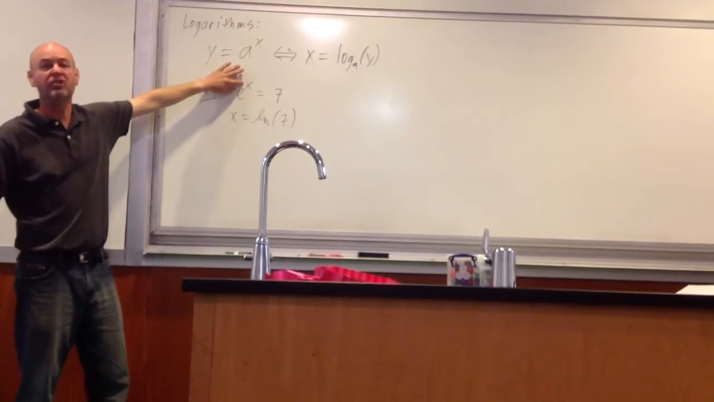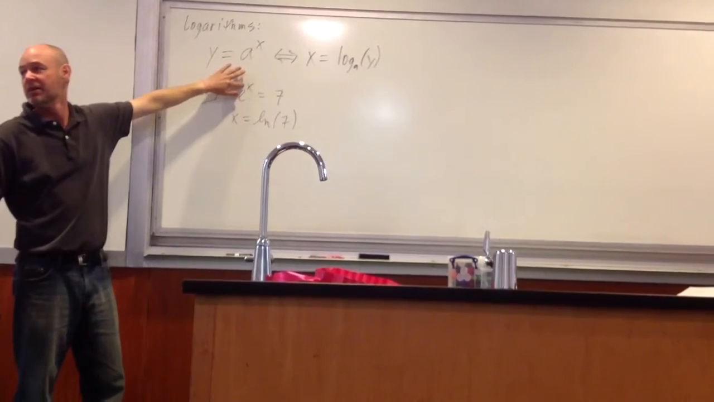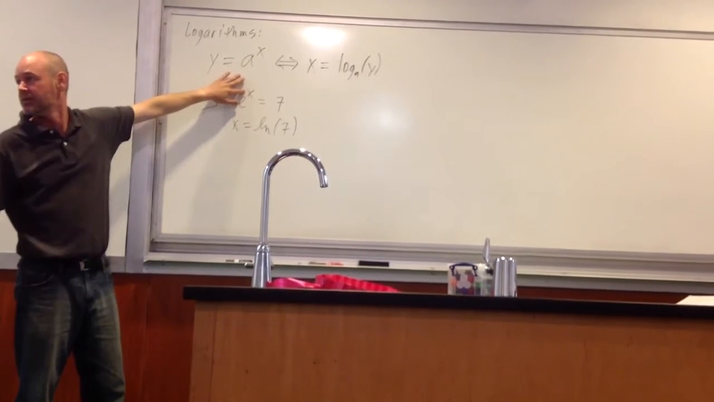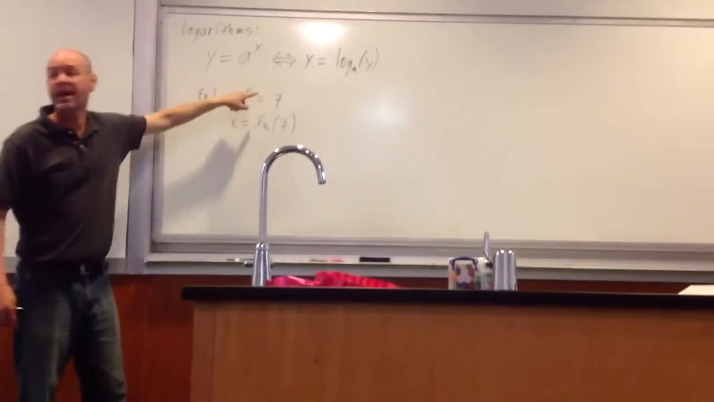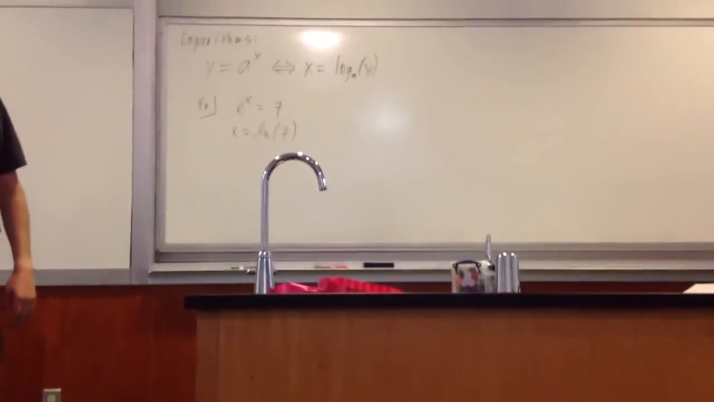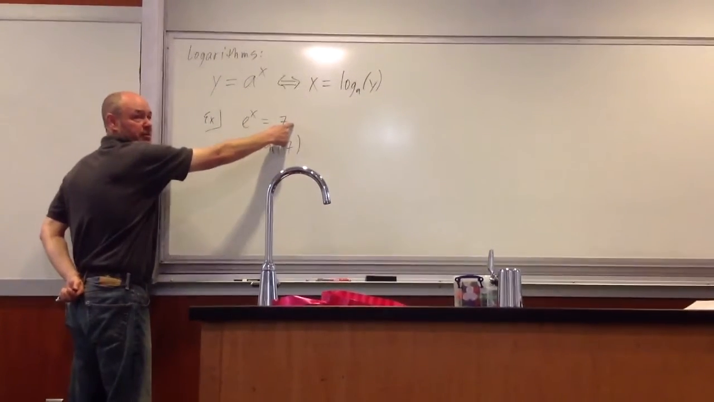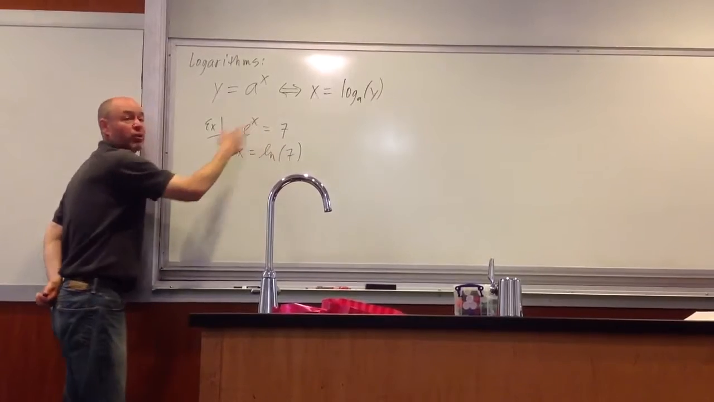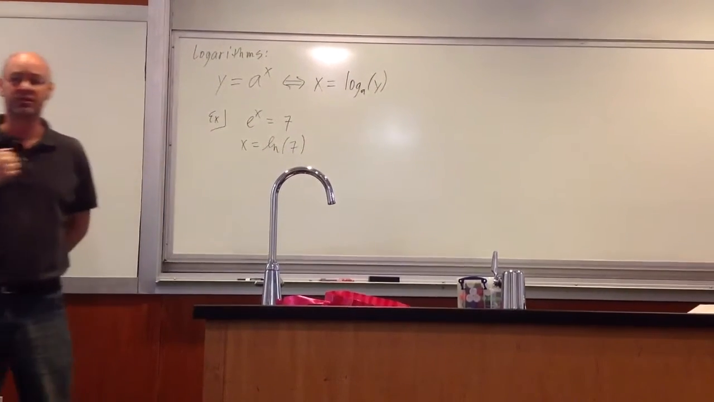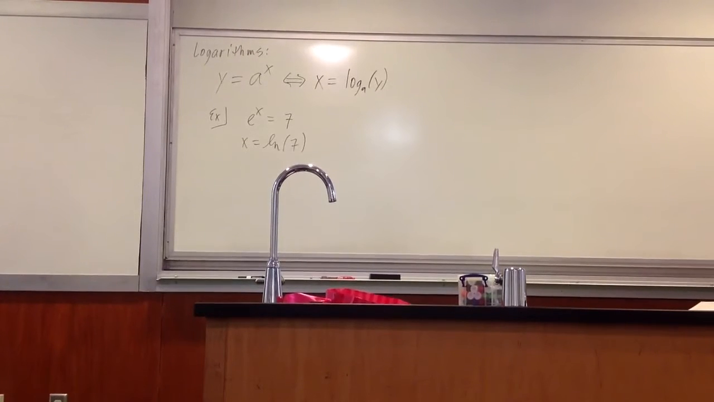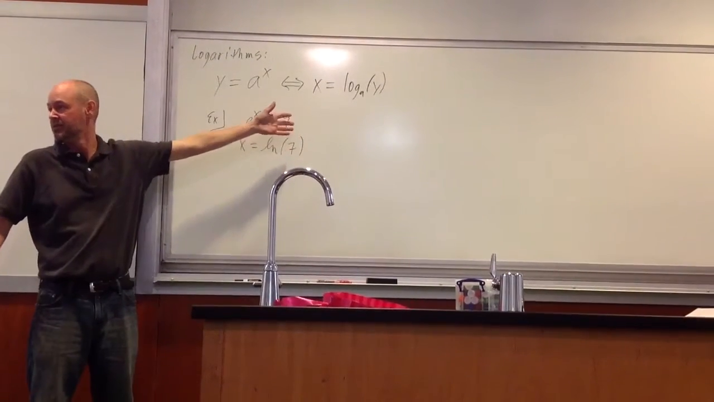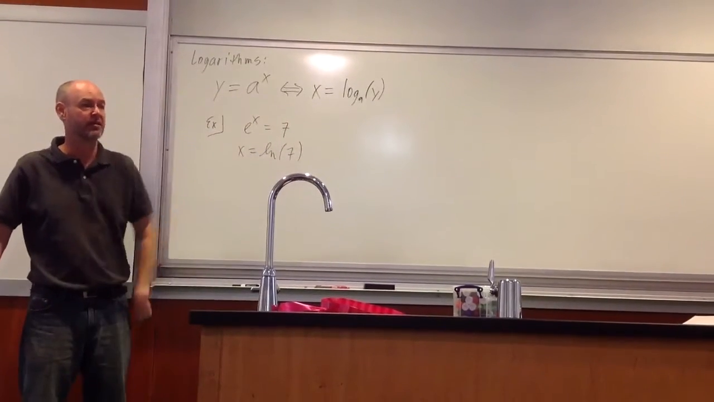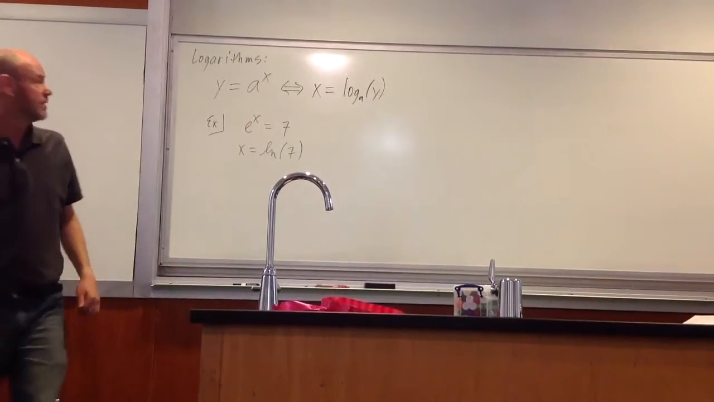So e to the first power is 2.7. e to the second power is 7.38, whatever. So for sure, x should be between 1 and 2, right? Because second power is too big, just a little bit. First power is way too small. So would you please do natural log of 7 and see what you get? 1.94, which makes sense because second power gave us 7.3, something like that, so just a little higher. We okay?